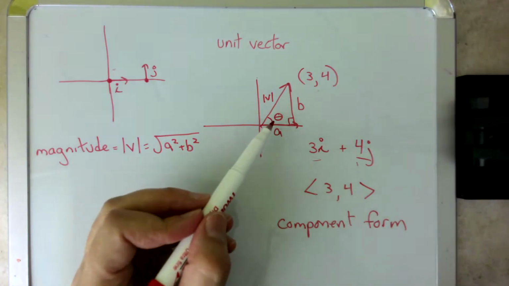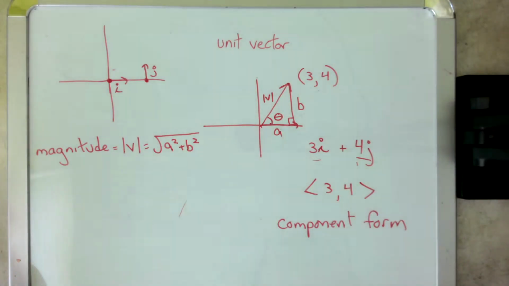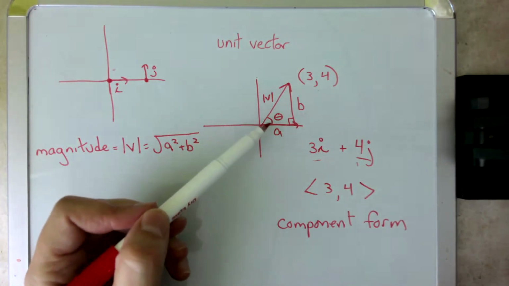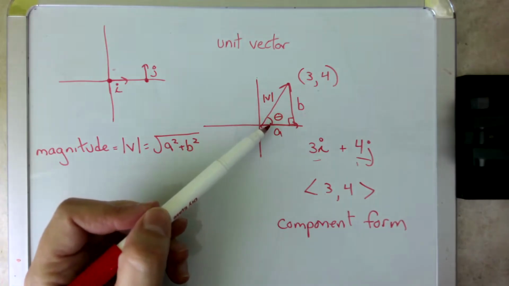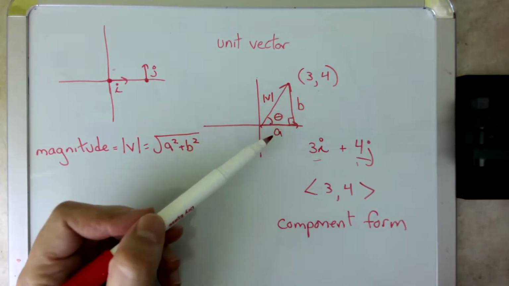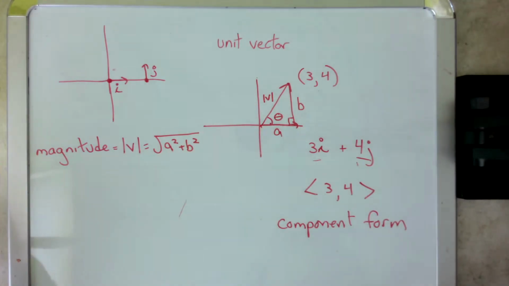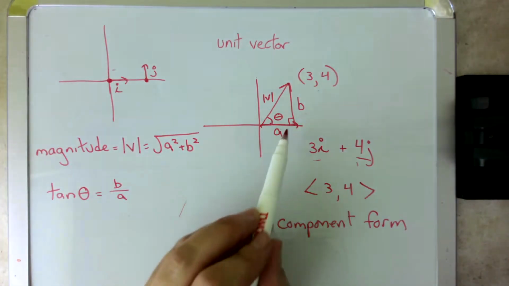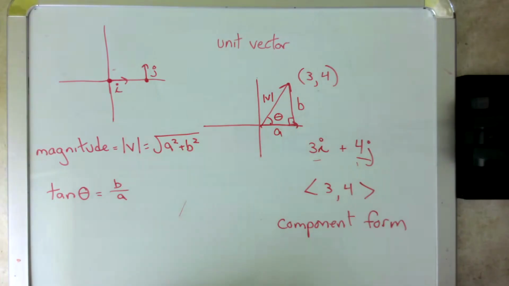Okay, now, if we want to find the direction, if we want to find this theta, we'll use our trigonometry. If we know a and b, then we know theta, opposite, adjacent, that would call for tangent. So tangent of theta would be opposite over adjacent, b over a, which means if we want to solve for theta, we would take the inverse tan.